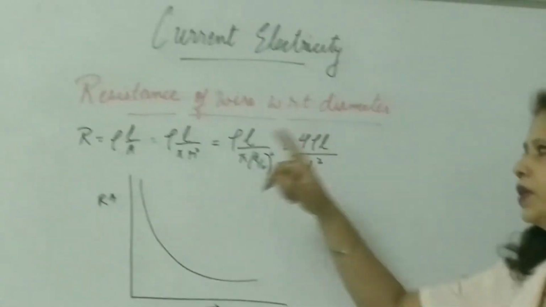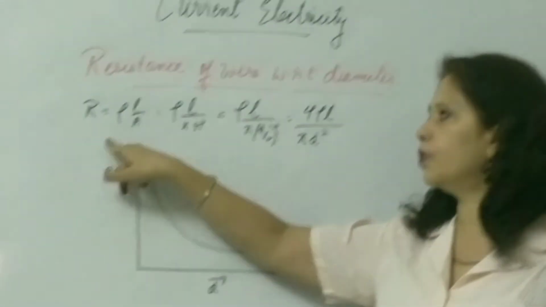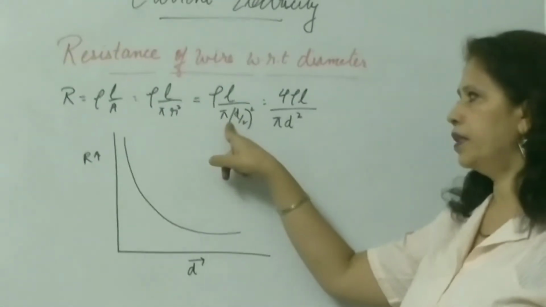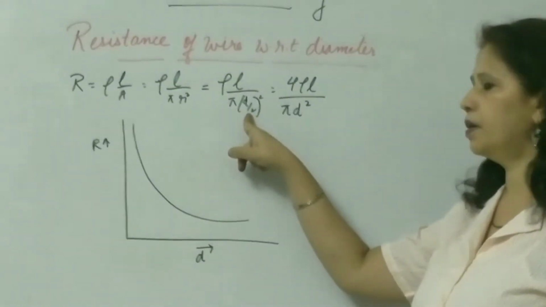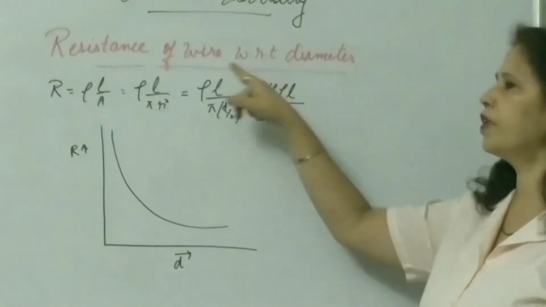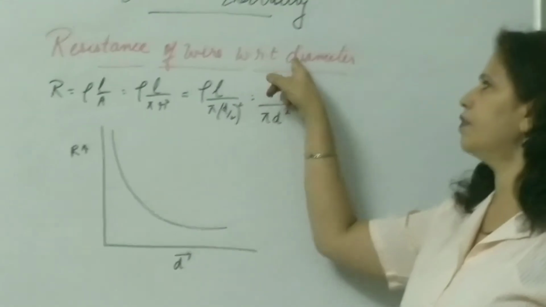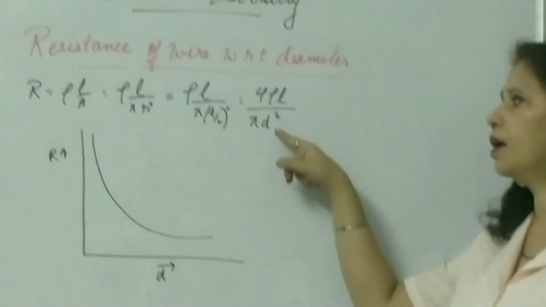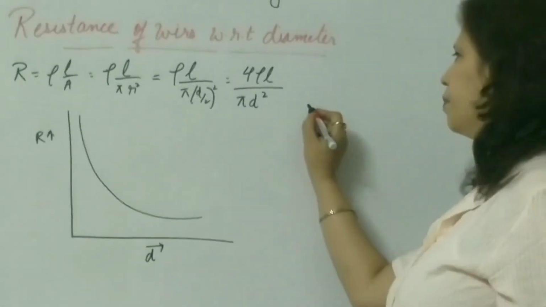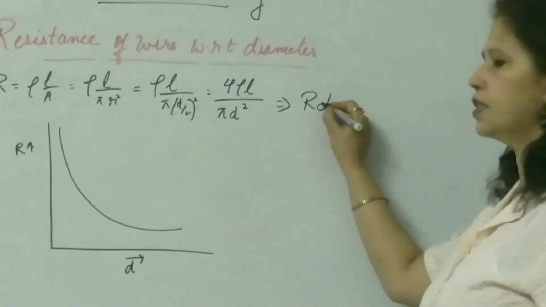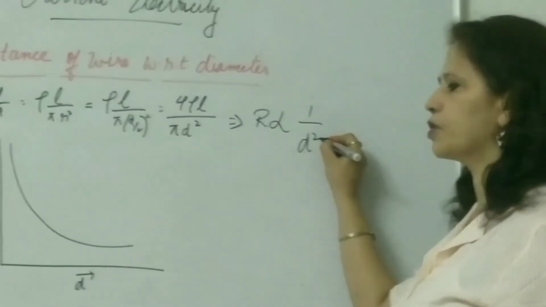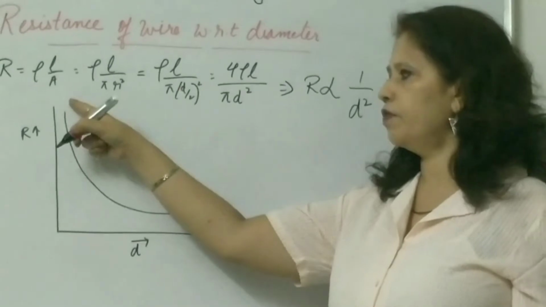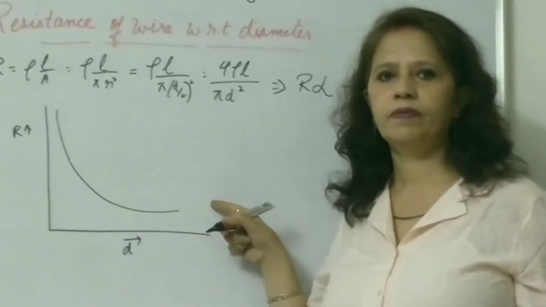Now we know that R is equal to rho L upon A. Area of wire is pi r square, and then instead of r we can write D upon 2, because we have to find the resistance of the wire with respect to diameter. So it comes out to be 4 rho L upon pi D square. That means that R is inversely proportional to D square. So on plotting the graph of R versus D, again we are getting a hyperbola over here.